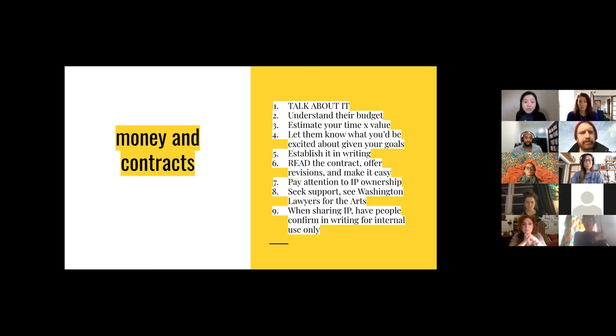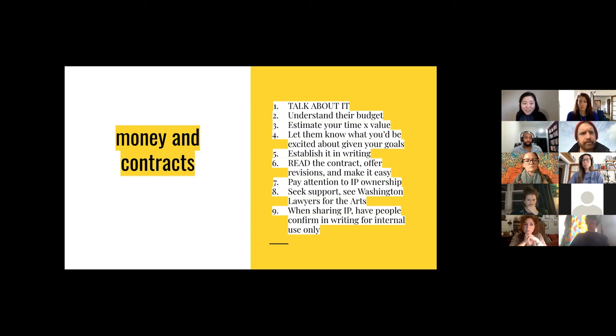I always like to establish things in writing over email and then eventually in a contract. Sometimes other organizations already have their set contract in a template. Great, and then we can do that. Or if I've worked with them a lot, maybe I don't need a really formal contract and we just have something in writing, and that's fine.